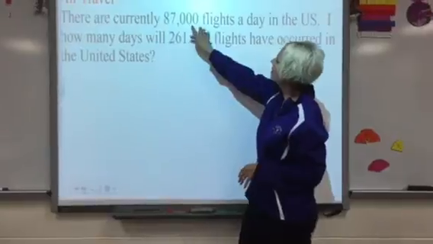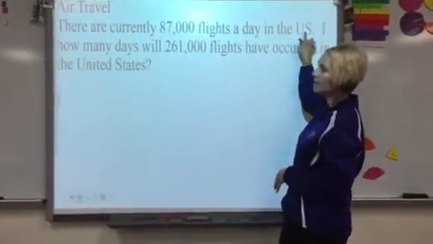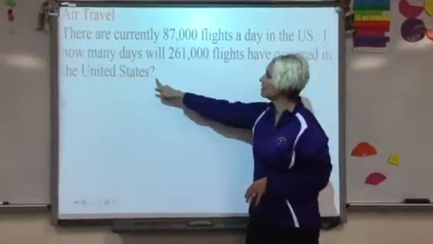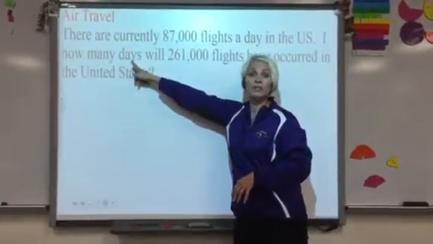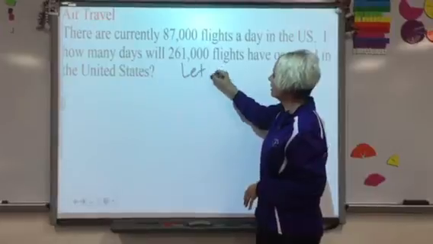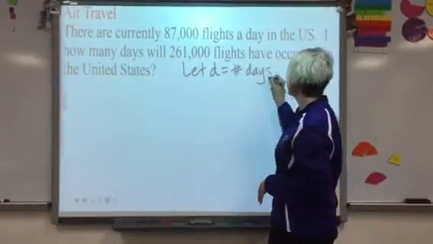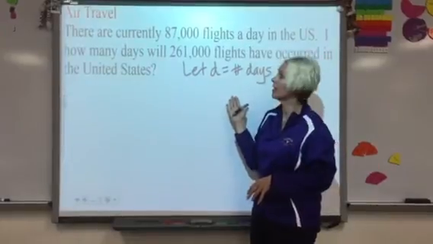So there are currently 87,000 flights a day in the United States. And how many days will 261,000 flights have occurred in the United States? So here's what I want to know. I want to know days. So I'm going to pick a variable. How about d? So I said let d equal the number of days. And then we have to write an equation.